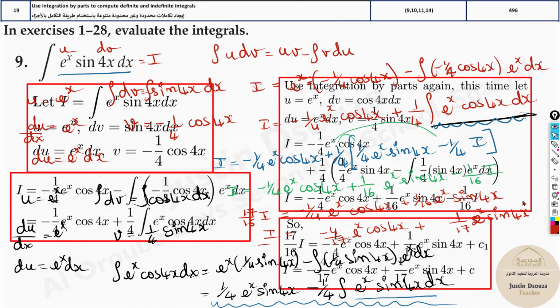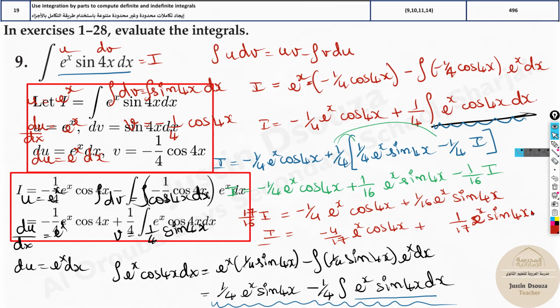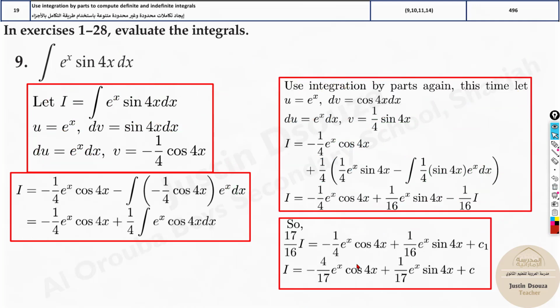Yes, it's absolutely correct. Okay, now I forgot to write plus c. Don't forget the integration constant. It will be plus c. That is a simple thing. So this is the final answer: negative 4 by 17 e to the power x cos 4x plus 1 by 17 e to the power x sine 4x plus c. Okay.